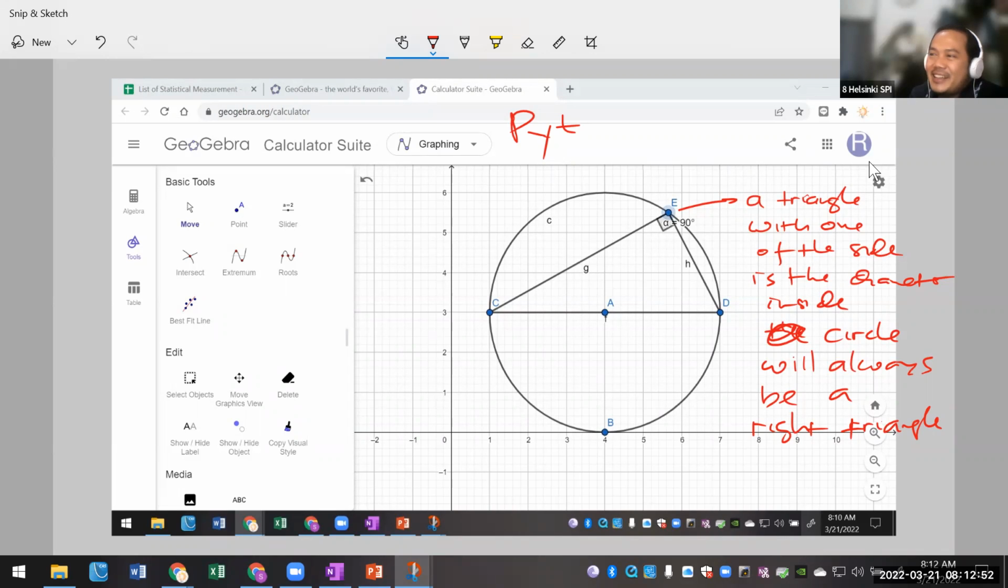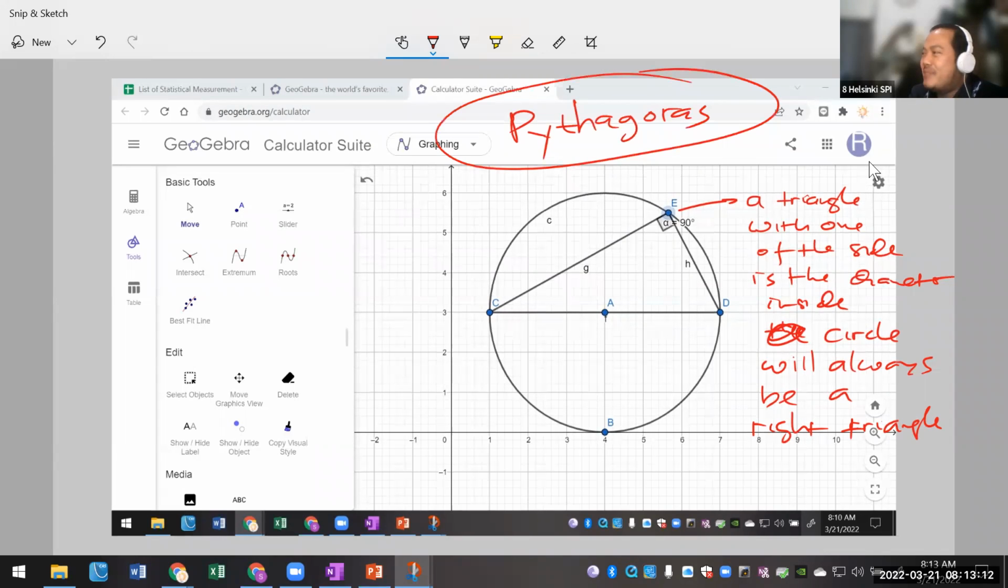I forgot. Yes, perpendicular is 90 degrees. But in a right angle triangle, we can use the formula that we use. Okay, you forgot. How can you forget Pythagoras?